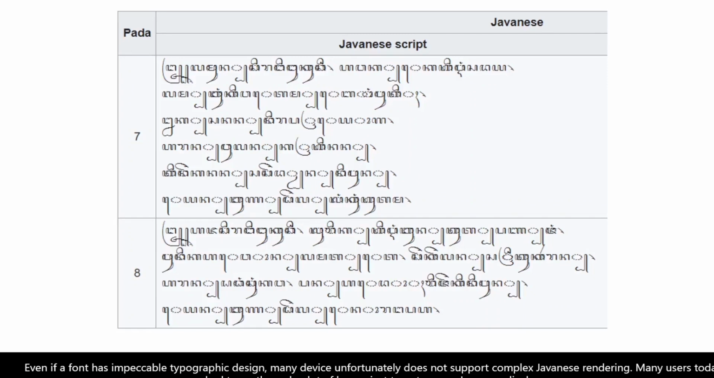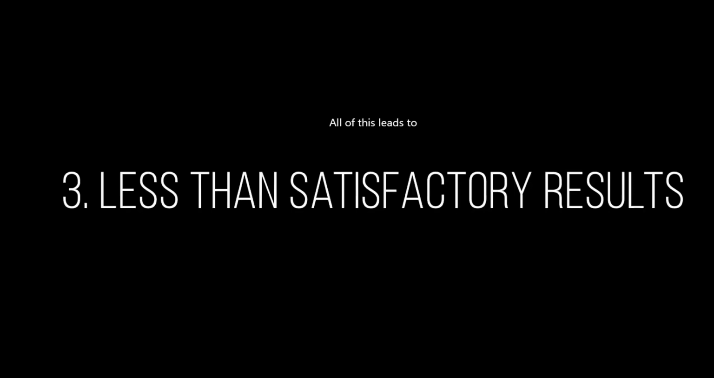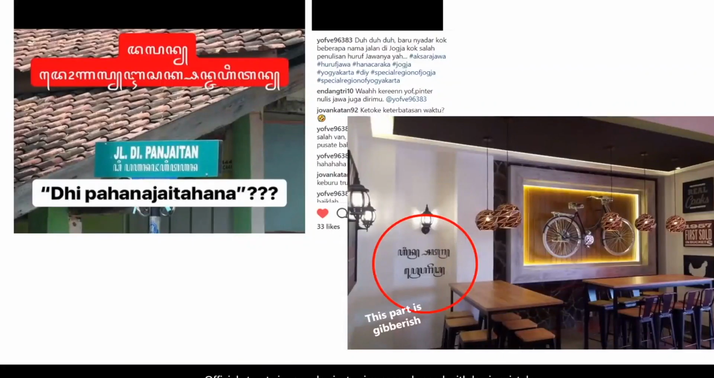Even if a font has impeccable typographic design, many devices unfortunately do not support complex Javanese rendering, and many users today have to go through a lot of hoops just to get proper Javanese display. All of this leads to less than satisfactory results. Official street signs and private signage are plagued with basic mistakes. Most Javanese people today know of the existence of the script and recognize a few letters. But it is rare to find someone who can read and write it in a meaningful manner.